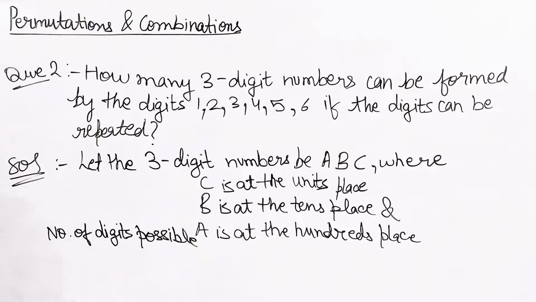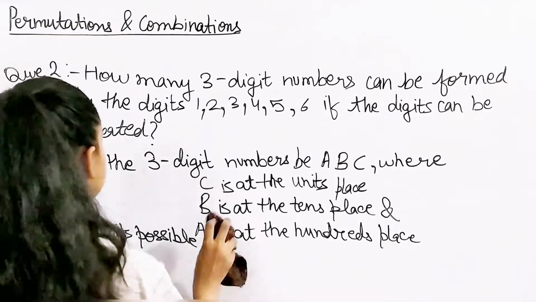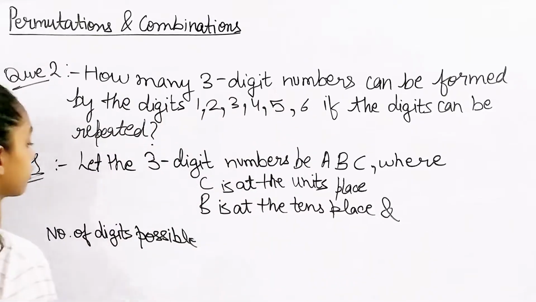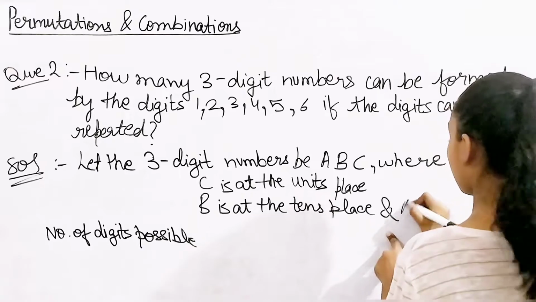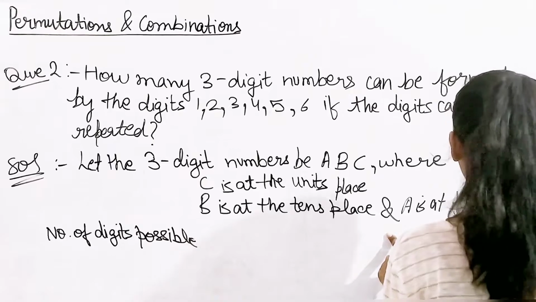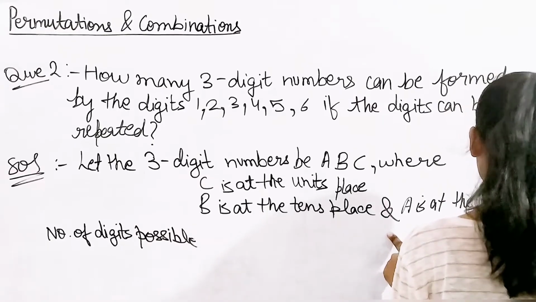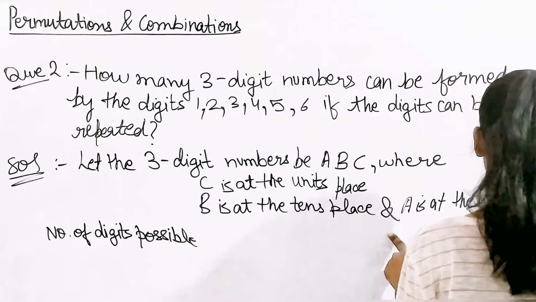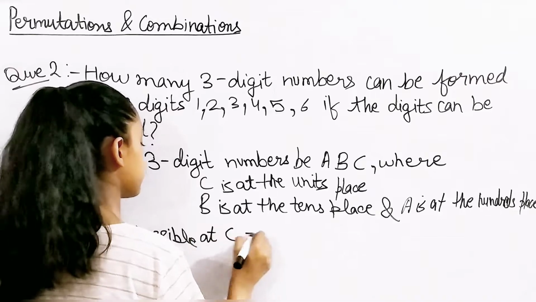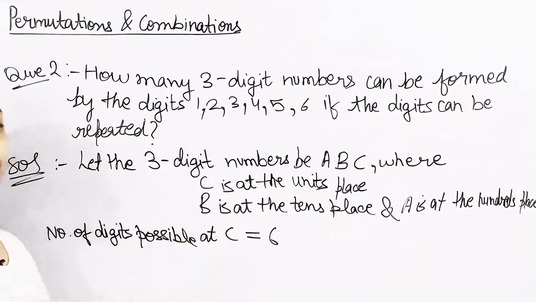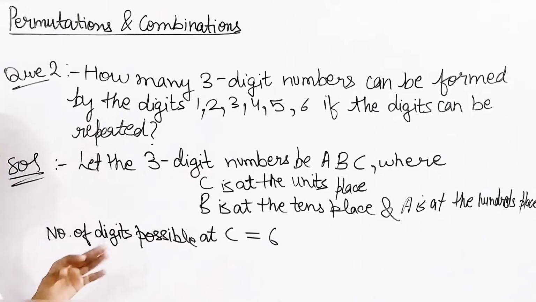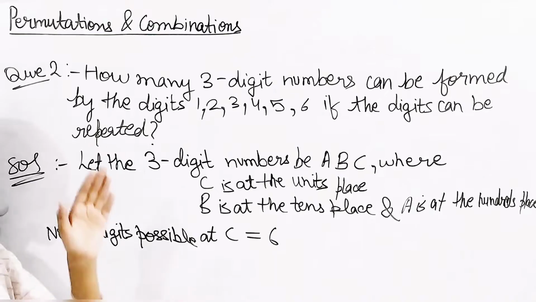Okay, so I'm just going to erase this. I will write it later. So let me write this here. A is at the hundreds place. Number of digits possible at C is equal to 6, as repetition is allowed. Number of digits possible at B, 6. Number of digits possible at A, 6.